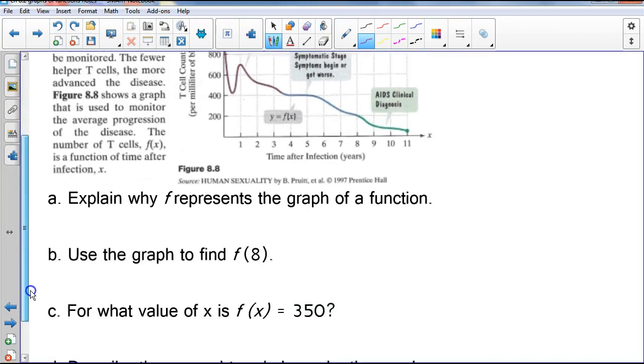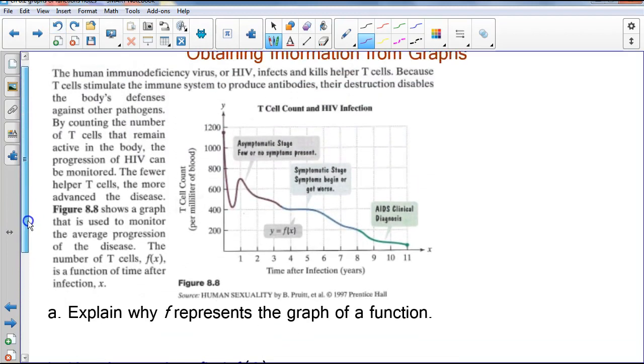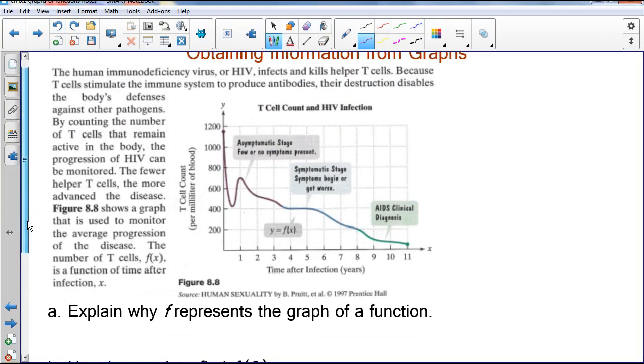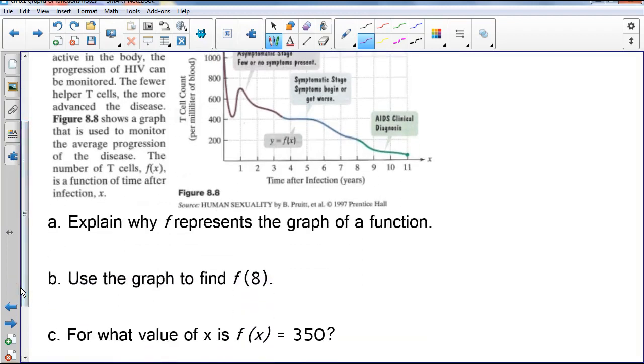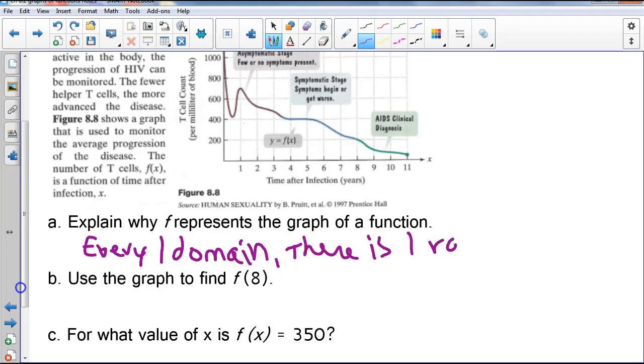If we go back, it says explain why f represents the graph of a function. If you take a look, you can draw a vertical line anywhere and you can see that nowhere will x repeat. So this is a function because for every one domain value there is one range value. There's only one range.